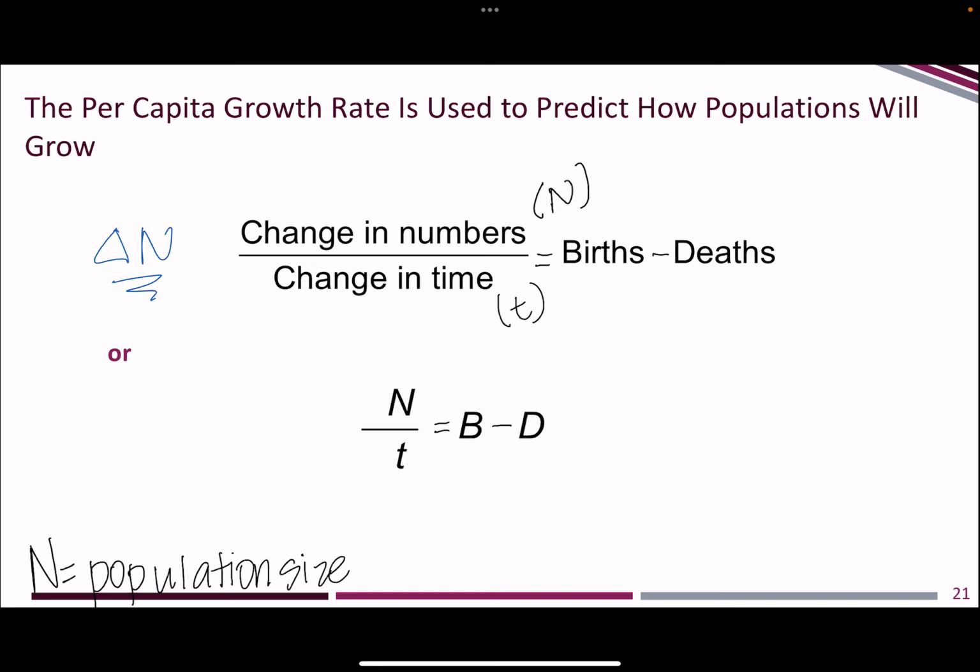So when we're looking at these equations for growth rate, we do need to keep in mind if we are looking at raw numbers. So here we've got actual numbers of births and deaths, or if we are looking at a rate, or a per capita rate, meaning per individual rate. So here we just have a flat rate, number of births minus number of deaths.